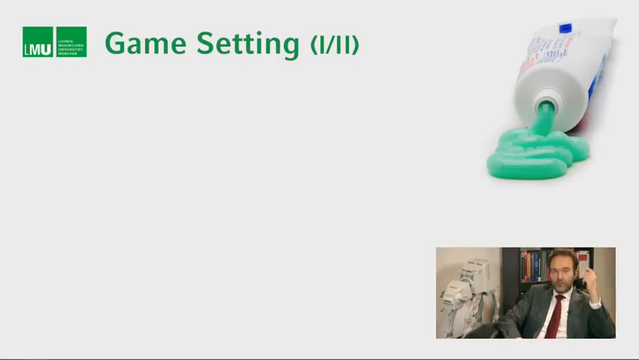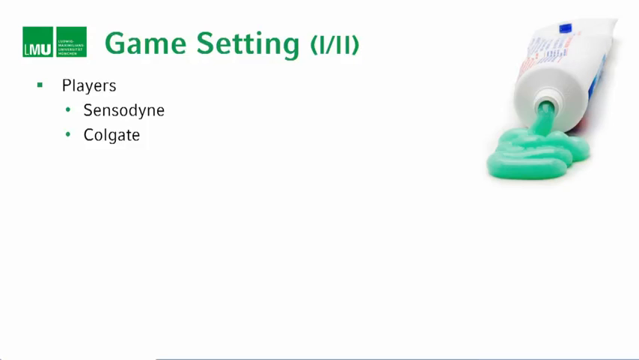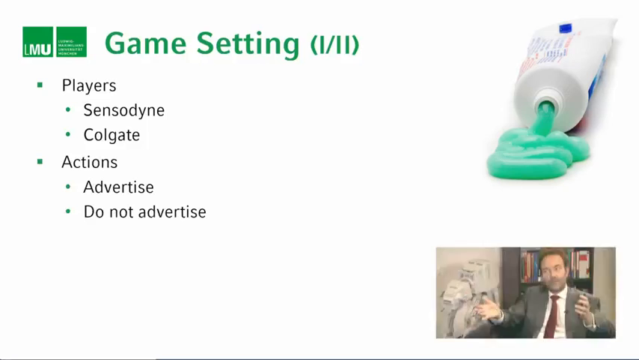So, taking that situation and trying to structure it, we need to do the following things. We need to figure out who the players are. This is easy in this case, of course. We've got Sensodyne and Colgate. We need to know what the actions are. And the actions in this case are to advertise or not to advertise. And we need to know what the rules of the game are. And the rules of the game here are quite simple.